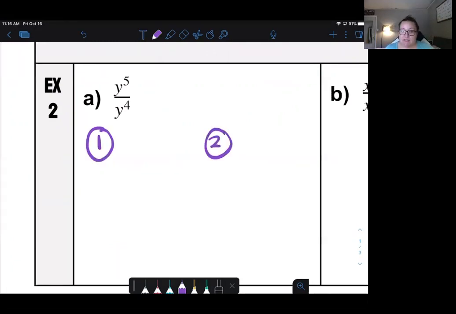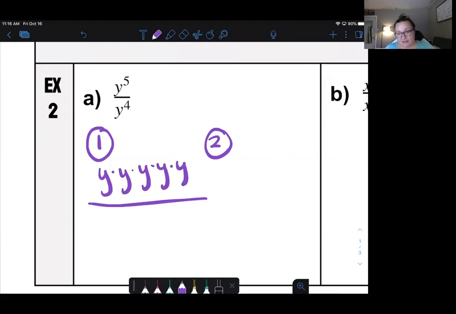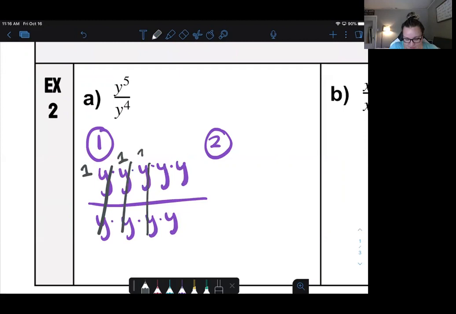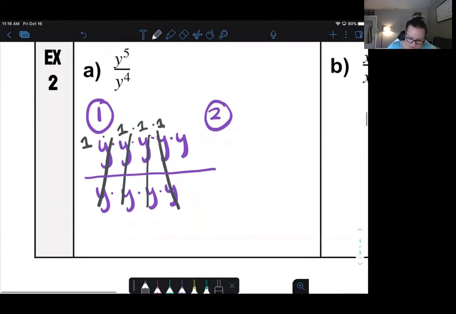So the first way you can do this is you could write out y to the 5th, which is really y times itself 5 times, over y to the 4th, which is really y times itself 4 times. Well, I hope you recall that y divided by y is just 1. Y divided by y is 1, y divided by y is 1, and then one more. So what we end up being left with is 1 times 1 times 1 times 1 times y, which is just y.